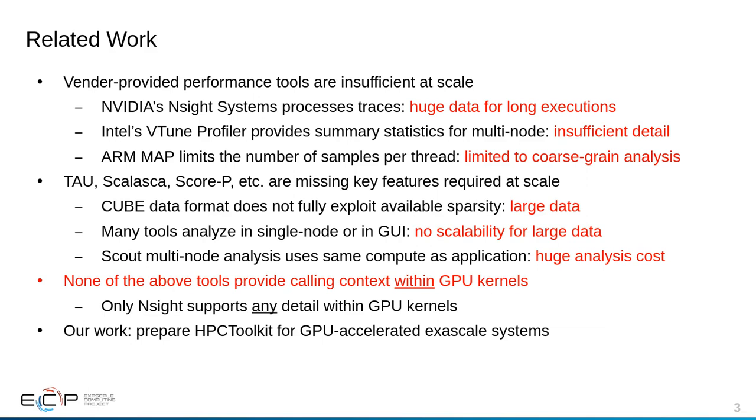On top of all these issues, none of the tools mentioned so far provide full calling context within GPU code. In fact, only Nsight provides any detail within a GPU kernel launch. We are aware of applications with hundreds of thousands of lines of code in a single kernel. Sub-kernel performance results are absolutely required for developing these codes. In our work, we focus on preparing HPCToolkit for GPU-accelerated exascale systems.